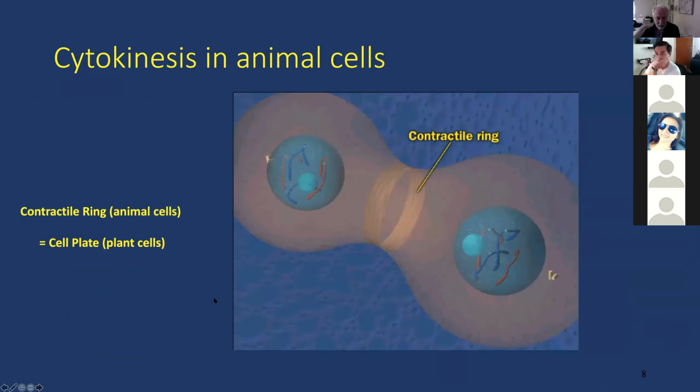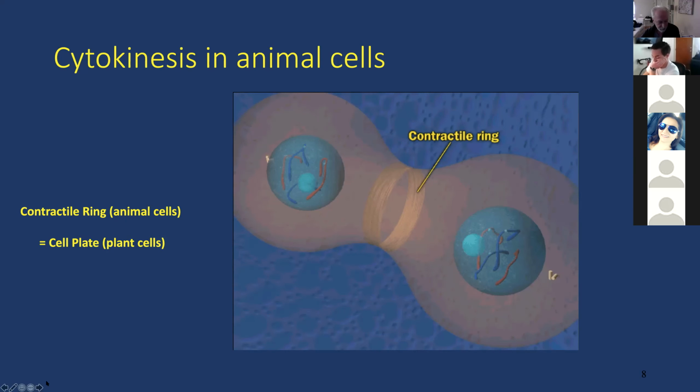In animal cells, cell division itself, the separation of one cell into two cells, is done by a contractile ring, which you see illustrated here. It just pinches the cell in two to make two cells.